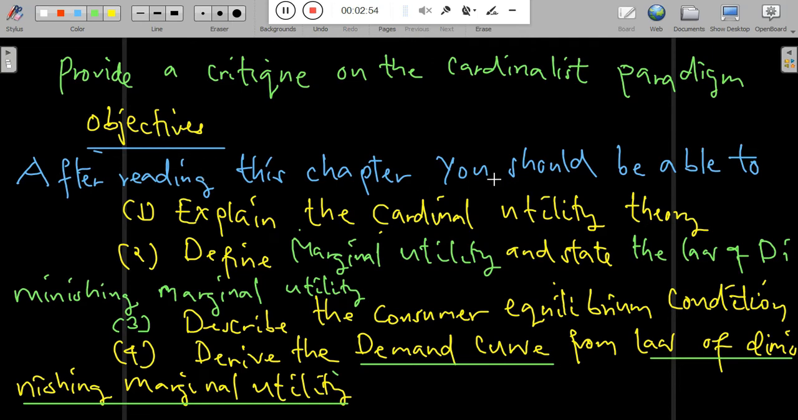So let's come to the key objectives. After reading this chapter, you should be able to, first, explain the cardinal utility theory. Second, define marginal utility and state the law of diminishing marginal utility. Third, describe the consumer equilibrium condition. And fourth, derive the demand curve from the law of diminishing marginal utility.